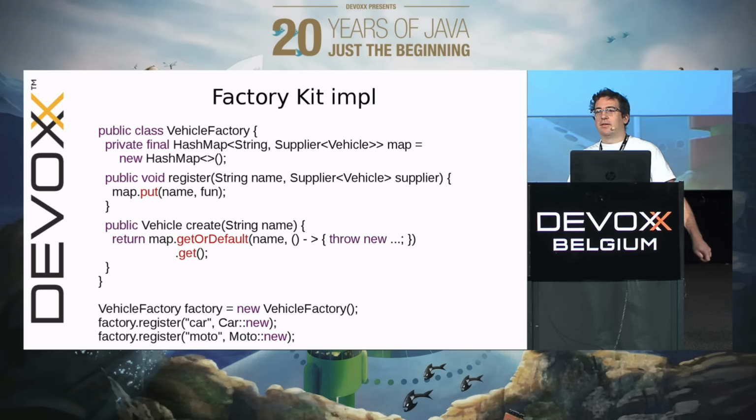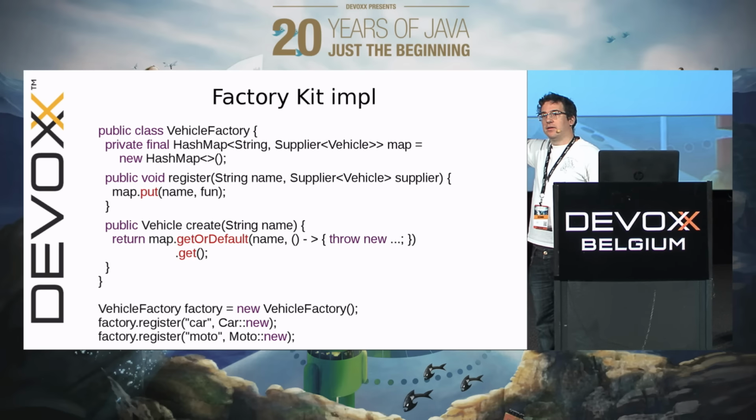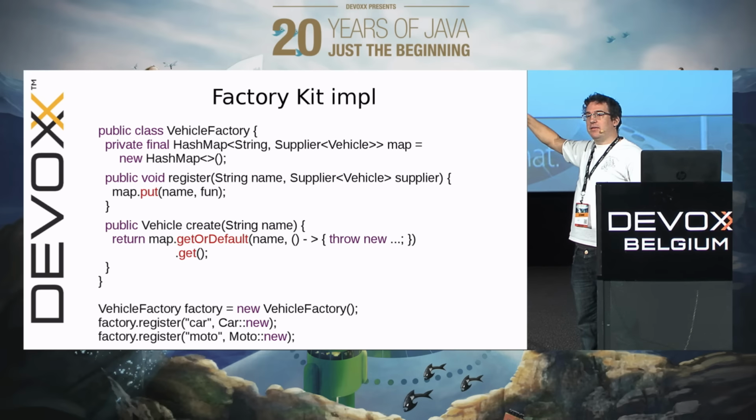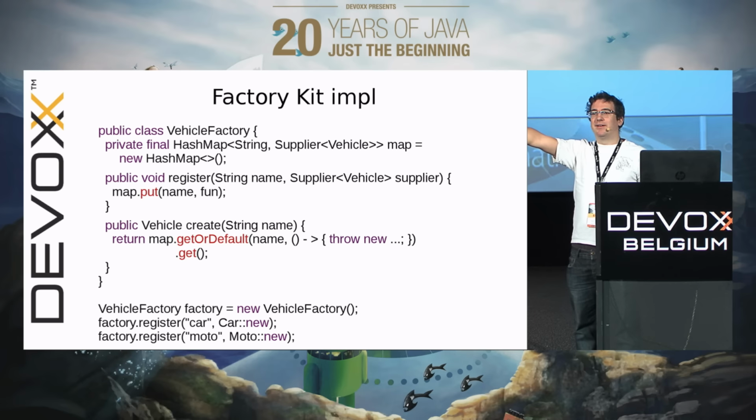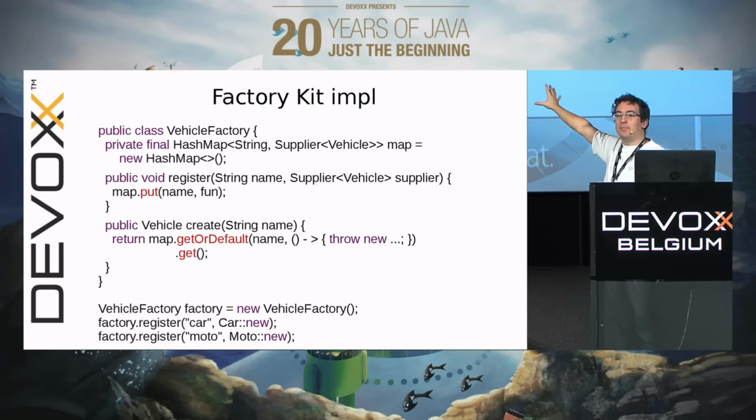Yes. Why is it better than a switch? Because in a switch, you encode all the possibilities. Register, yes, but I can do my register in my main. So if I want to reuse my code, I can have a new register. Basically, it's a kind of way to implement dependency injection easily. It's basically exactly the same idea.